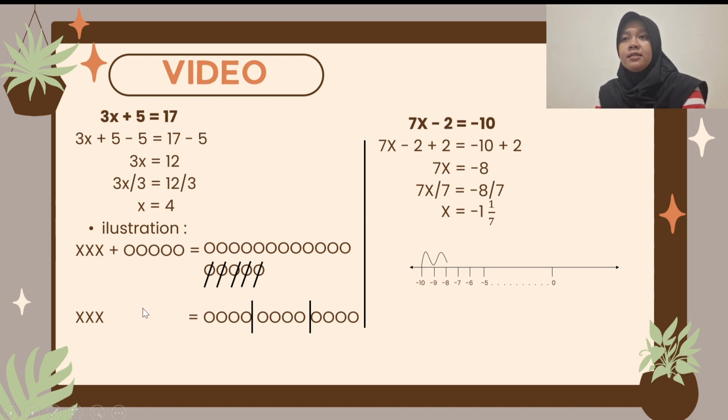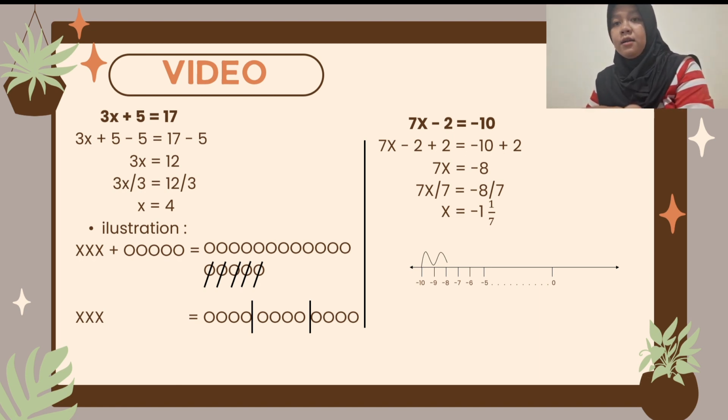Okay, and next, this is the second problem from the video: 7x minus 2 is minus 10. First, we add 2 to both sides, and we have 7x is minus 8, and we divide by 7 from both sides, and we have x is minus 1 and 1/7. Okay, this is the illustration.